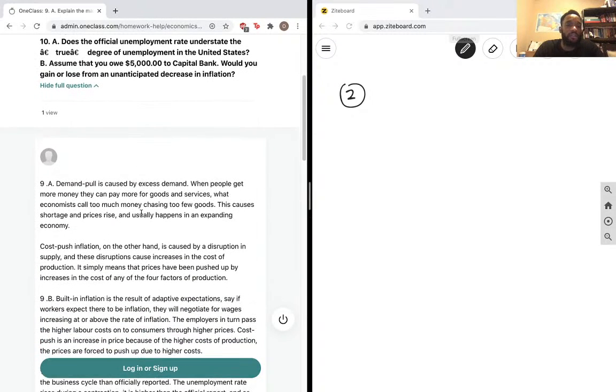So to answer the first, demand pull inflation is caused by excess demand. When people get more money, they can pay more for goods and services. What economists call too much money chasing too few goods. This causes a shortage and prices rise, and usually happens in an expanding economy. So that's a perfect definition of demand pull inflation.